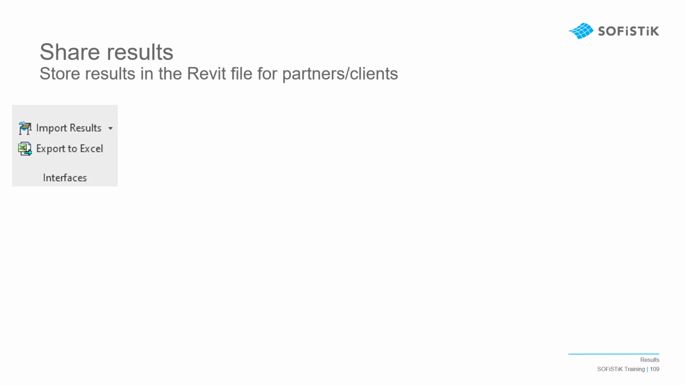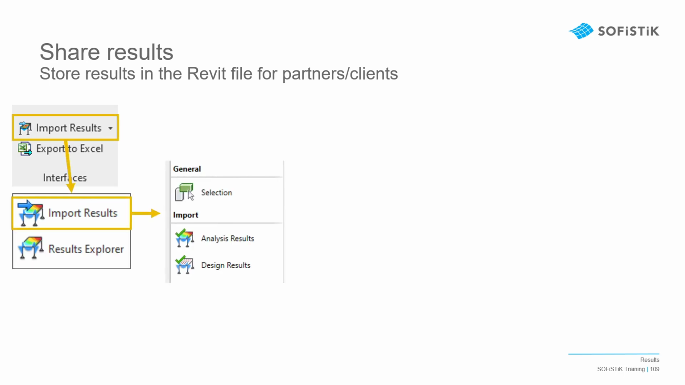All these results are available in Revit, but rely on the Sophistic database in the background. As such, they are not available on the cloud model or for anyone who uses the Revit file without having the Sophistic project files. In order to share results without the Sophistic database, we need to save these results directly in the Revit file. For that, the function Import Results opens a window in which you can choose which results to share.